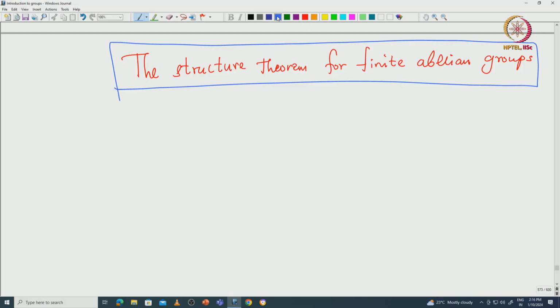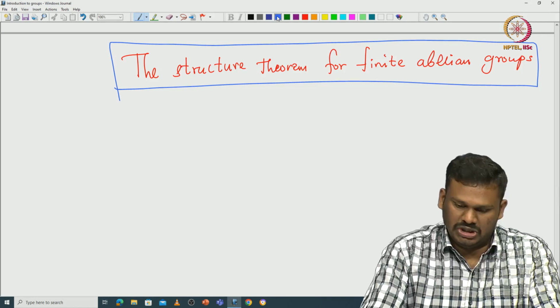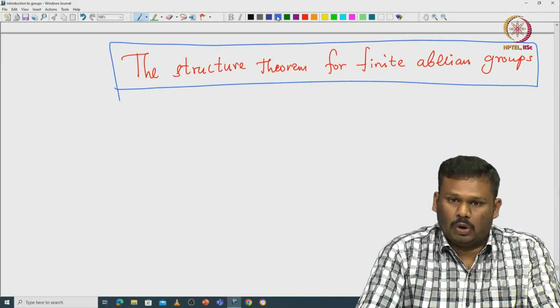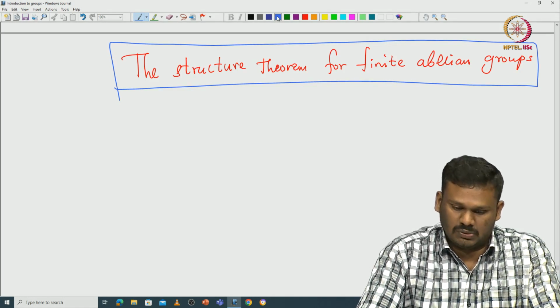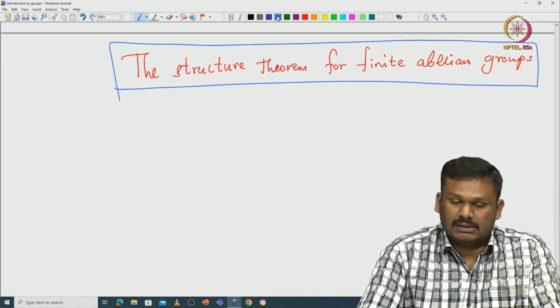Welcome back everyone. In this lecture we will see the structure theorem of finite abelian groups. In the next few lectures we will try to prove this important theorem. So let me first state the structure theorem of finite abelian groups. In plain language what it says is, if you start with a finite abelian group G, then it must be a product of cyclic groups. That's what it says. And there is some uniqueness also involved in the statement.